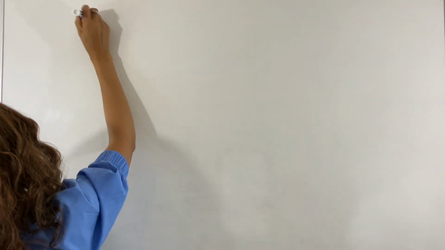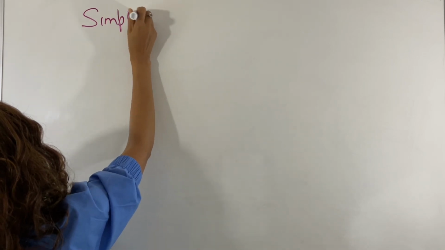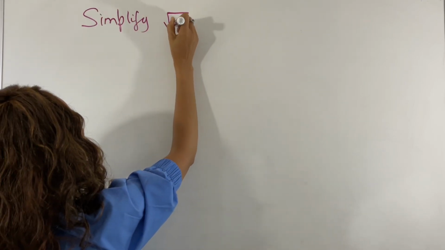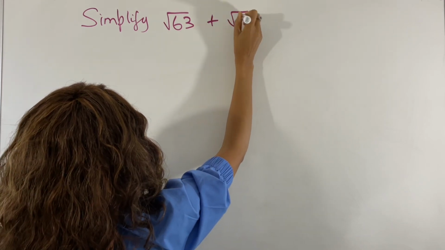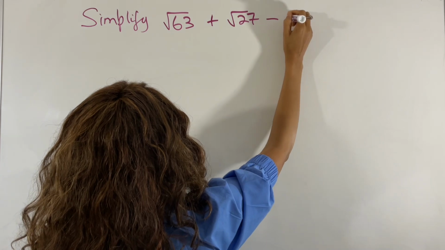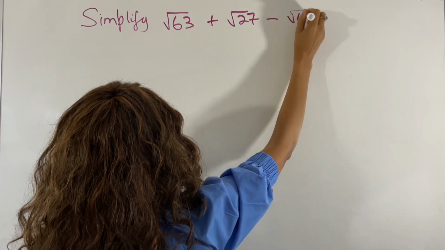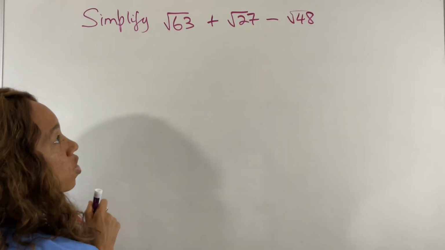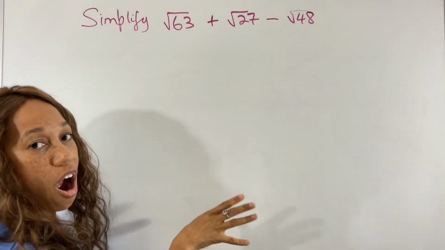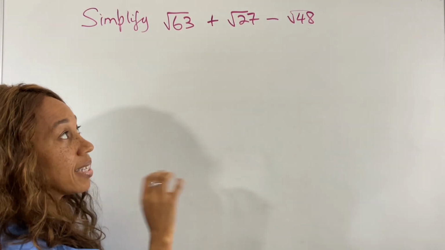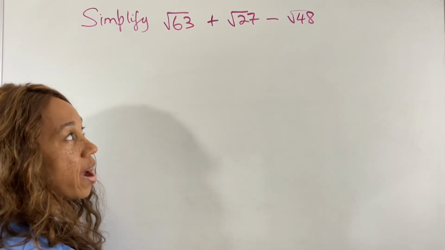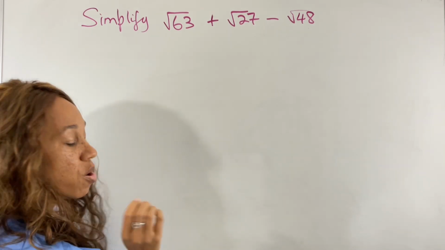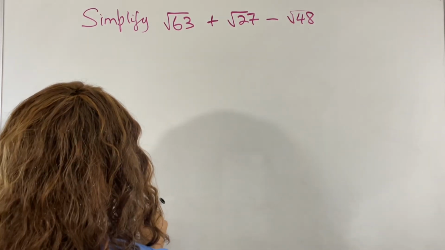So let's get into our last and final example. We are going to simplify radical 63 plus radical 27 subtract radical 48. And if you notice here, none of these are perfect squares. So that simply means that we now have to break down each of these into a perfect square and a non-perfect square where possible. So let's tackle the first one.